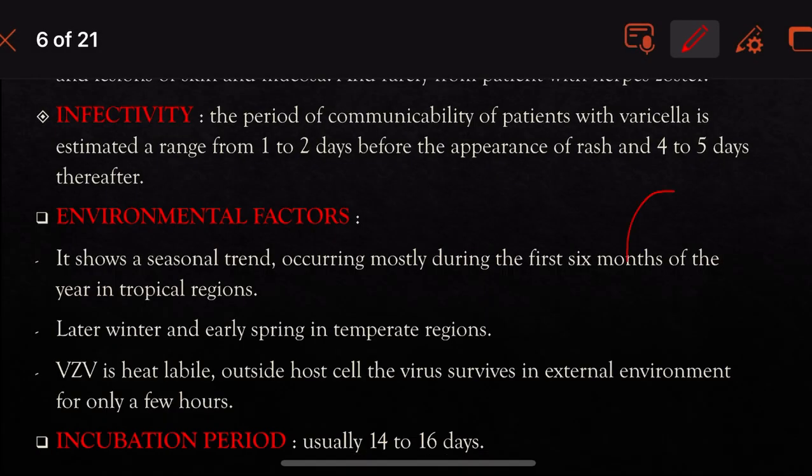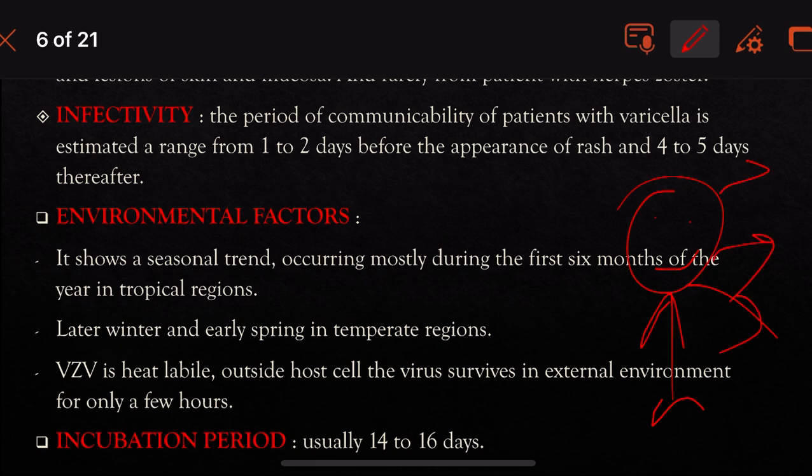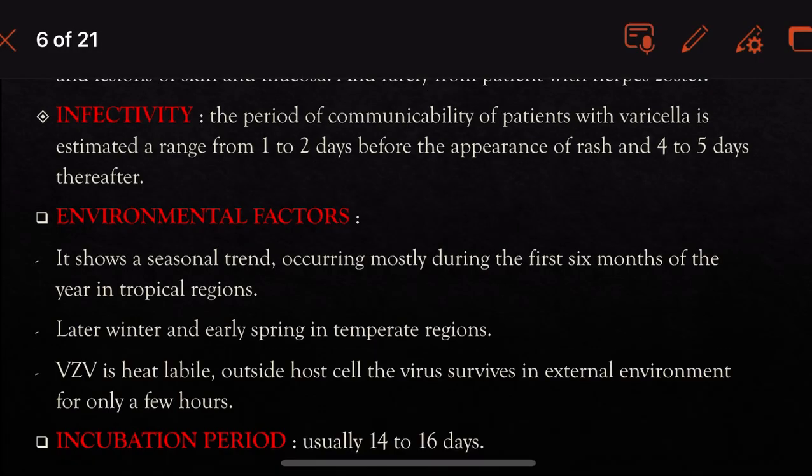And how long does this person remain actively infected, with the capacity to infect others? It is 1 to 2 days prior to the appearance of the rash and 4 to 5 days thereafter that he remains infective.